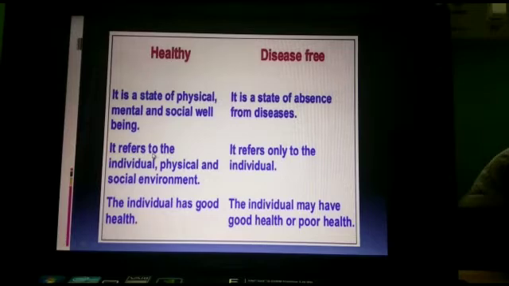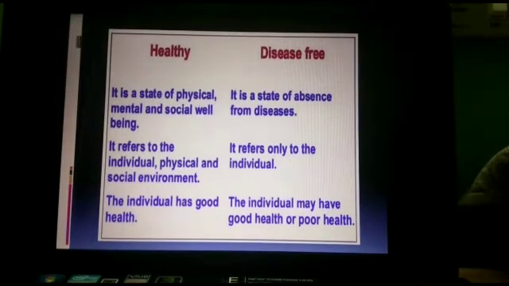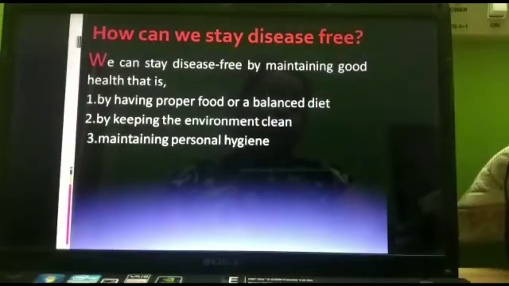point: for a healthy person, it refers to the individual's physical and social environment. For a healthy person, we also include the mental environment. Whereas in case of disease free, it only refers to the individual. It is basically only referred to individual physical fitness. Now, the third point: in a healthy individual, the individual has good health. Whereas in case of disease free, a person may or may not have good health. Fine. So let us proceed further with the next topic, that is, how can we stay disease free.